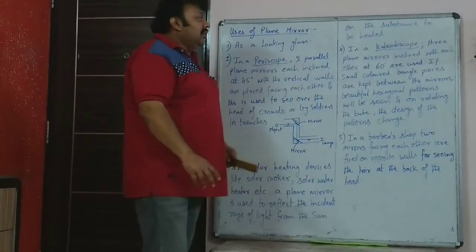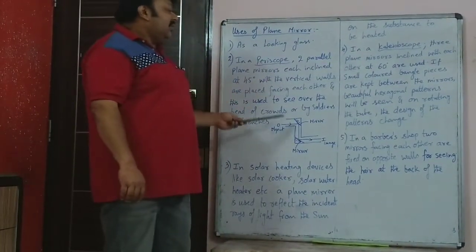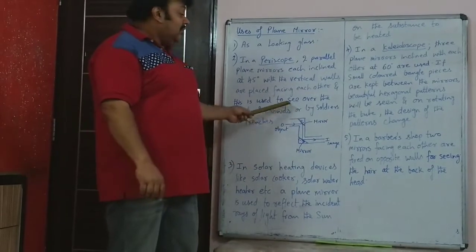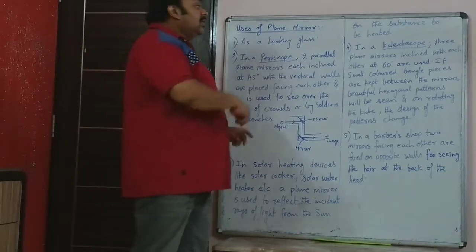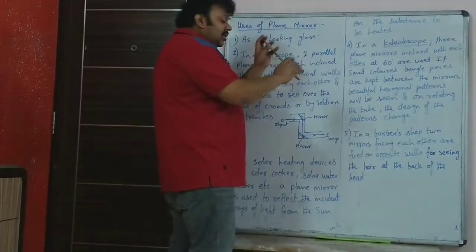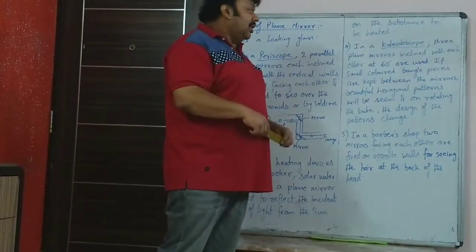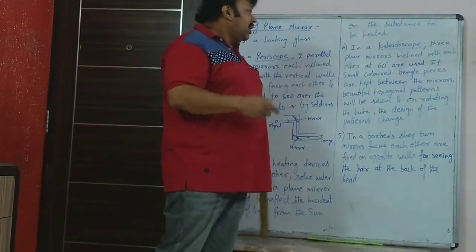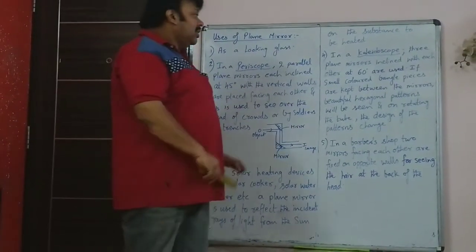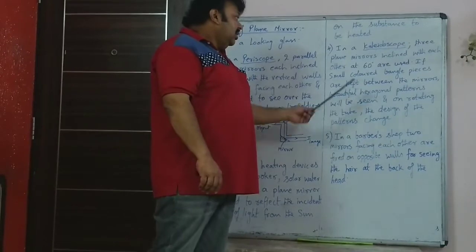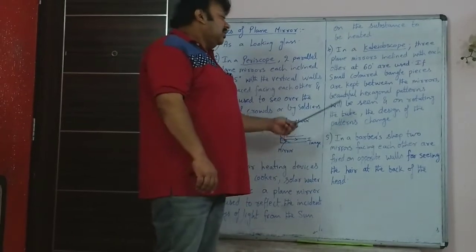Then there is another instrument, as kids we have made these devices sometimes, a kaleidoscope. A periscope is different, it is used to see over the heads of crowds, and there are two plane mirrors kept inclined at 45 degrees with the vertical walls. Now a kaleidoscope has three mirrors kept inclined at 60 degrees with each other, so it forms an equilateral triangle. And if small colored bangle pieces are kept between the mirrors, of course with a wall covering that, beautiful hexagonal patterns will be seen.